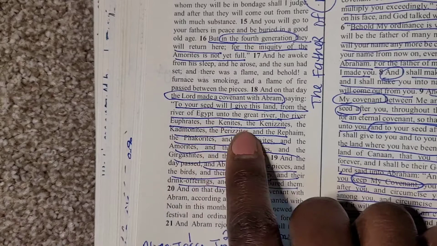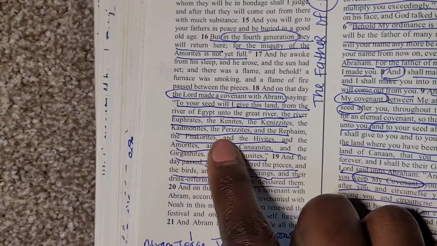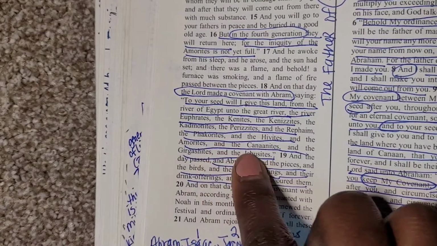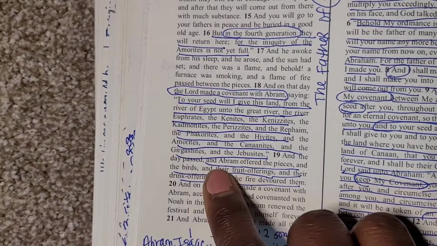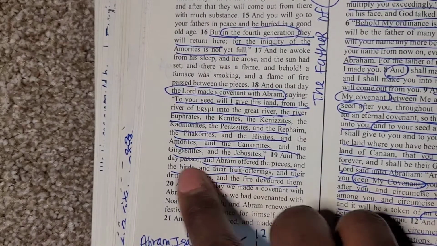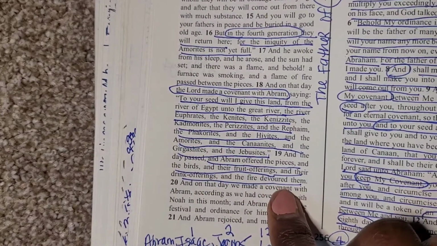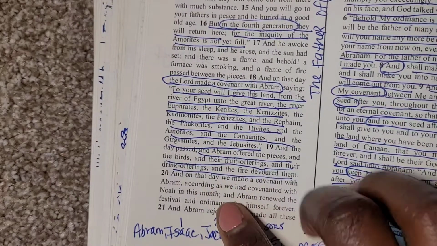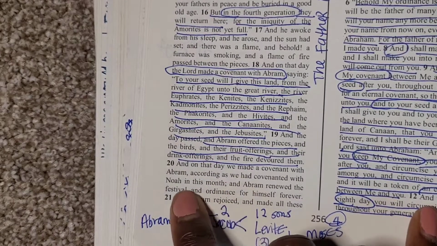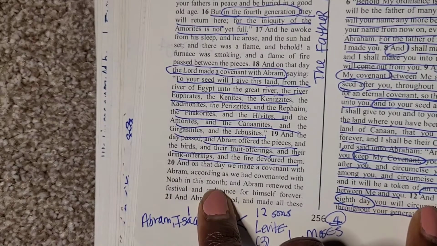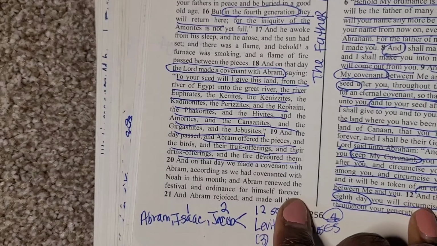land, from the river of Egypt unto the great river, the river Euphrates, the Kenites, the Kenizzites, the Cadmonites, the Perizzites, and the Raphaim, and the Pacharites, and the Hivites, and the Amorites, and the Canaanites, and the Girgashites, and the Jebusites. And the day passed, and Abram offered the pieces and the birds. So this is basically the Canaanites, guys. And the days passed, and Abram offered the pieces and the birds, and their fruit offerings, and their drink offerings, and the fire devoured them. And on that day we made a covenant with Abram, according as we had covenanted with Noah in this month. And Abram renewed the festival and ordinance for himself forever.